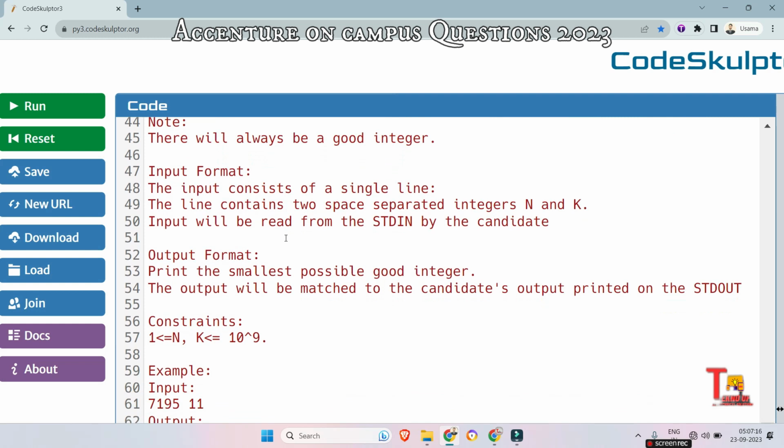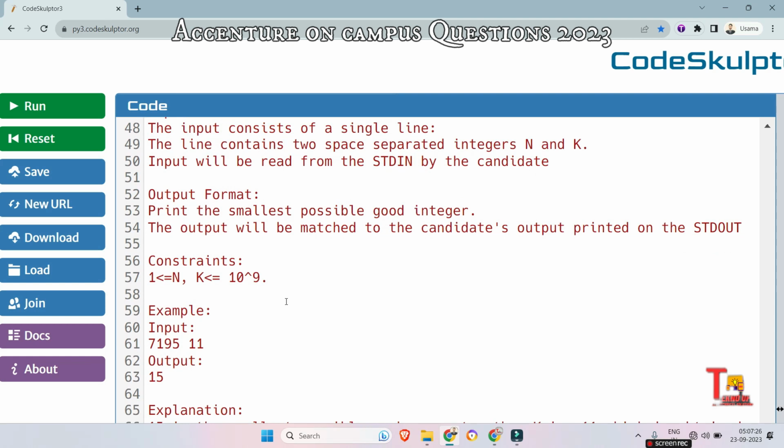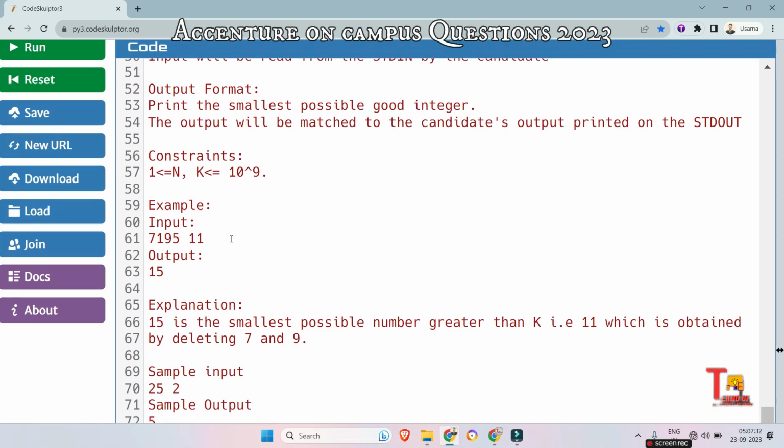The input format: the input consists of a single line, and the line contains two space separated integers n and k. Input will be read from stdin by the candidate. And here is the output format: print the smallest possible good integer, right? Constraints are given, follow that. And here is the example input.